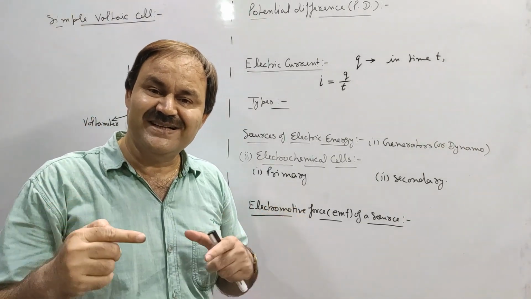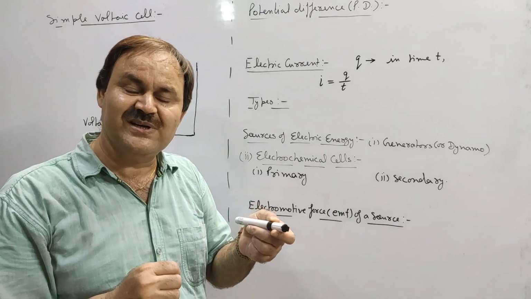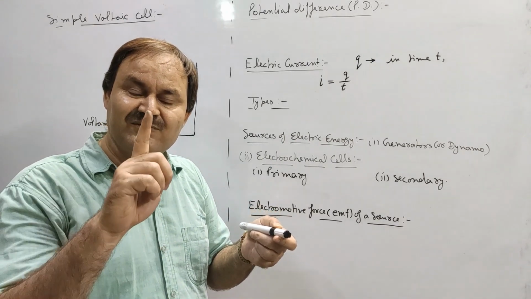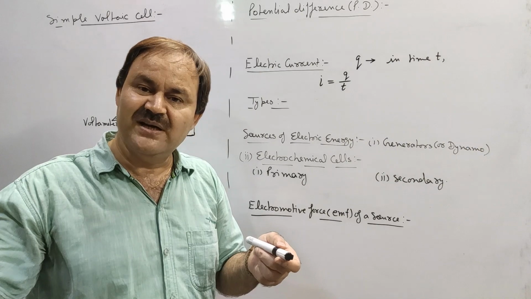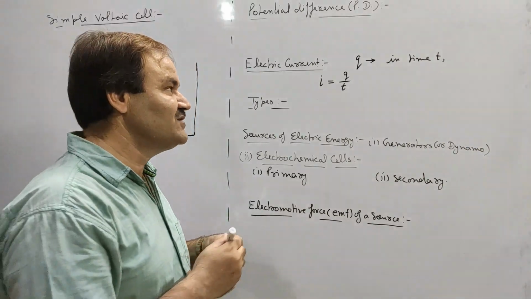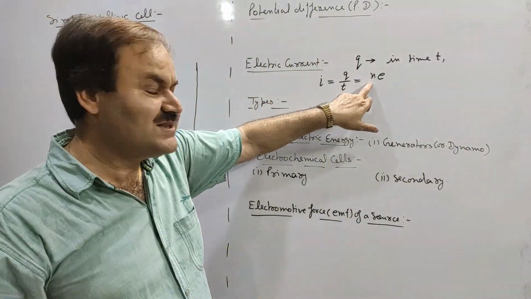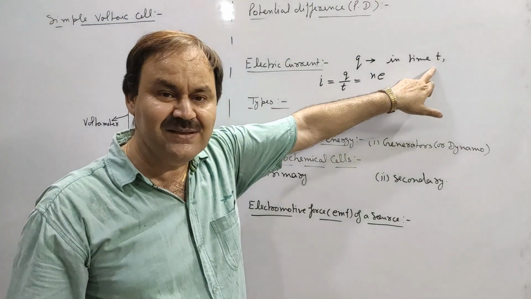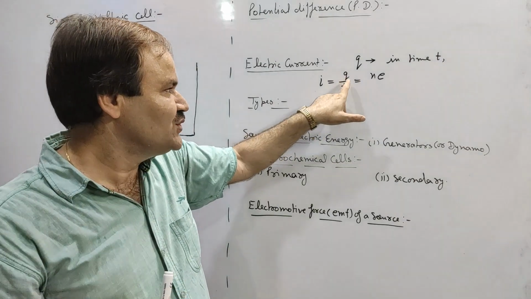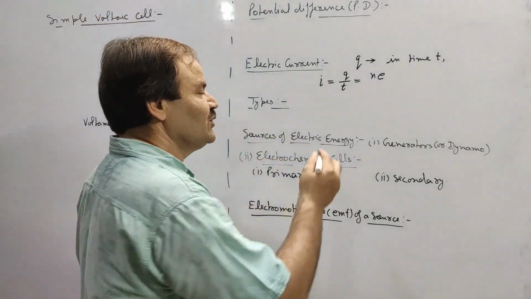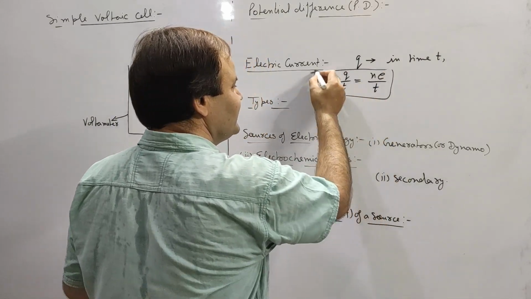If there are n electrons passing through any section of conductor in time t, then one electron has charge e, that is 1.6 into 10 to the power minus 19 coulomb. So n electrons will have charge n into e. If n electrons are passing through any section of conductor in time t, then the charge passing through any section in time t, that is Q, will be ne. So the current flowing through the conductor will be ne by t.